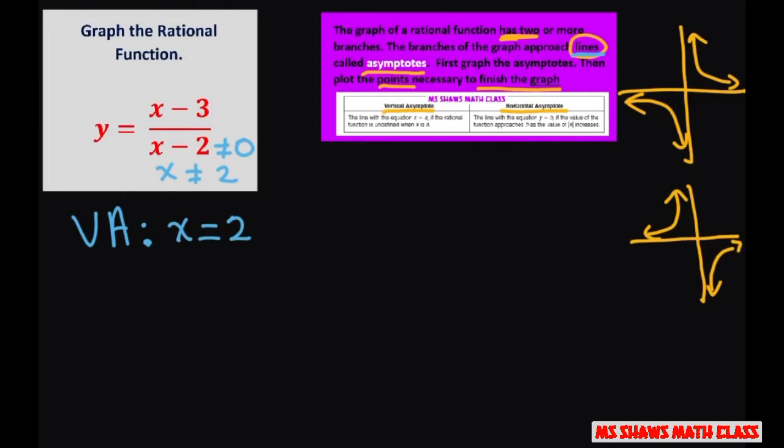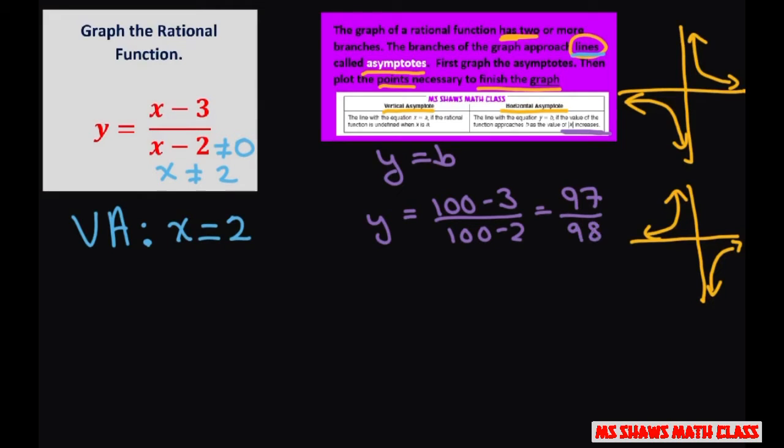The horizontal asymptote's a little more conceptual. So basically what it's saying is, as x gets larger and larger, what does my y value end up getting closer and closer to? So let's look. If I plug in, say, 100, I'm going to get 97 divided by 98. Well, that's very, very close to 1. So probably our B is 1.